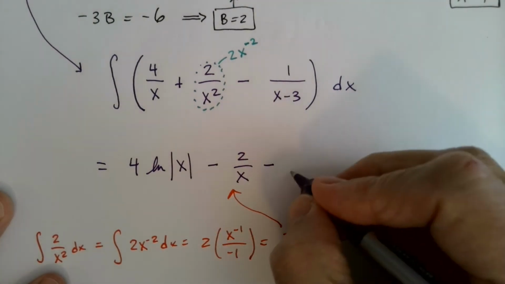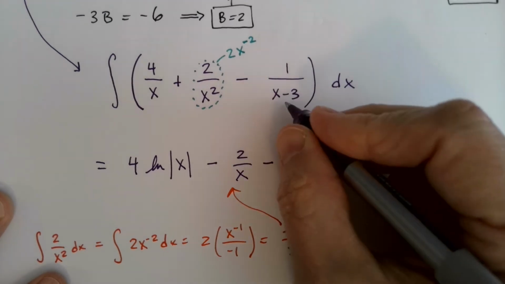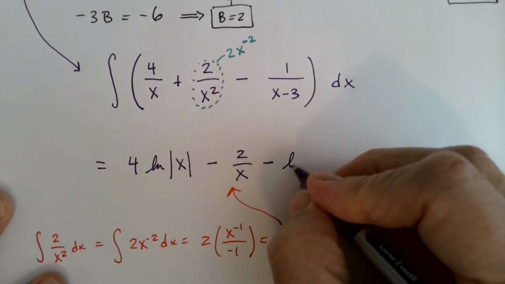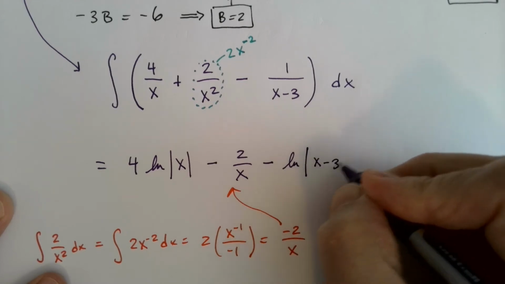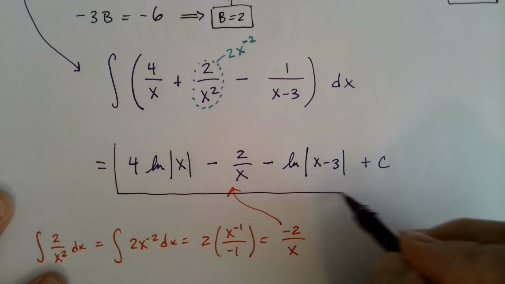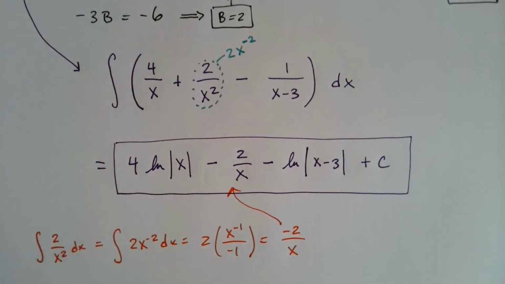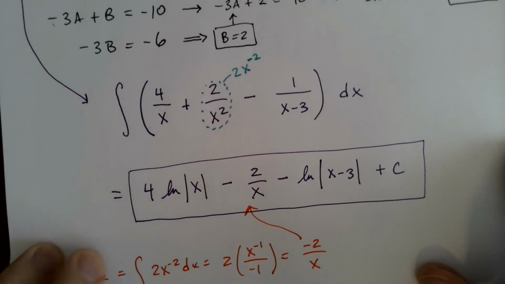Well, now this is logarithm, right? If I let u be x minus 3, du is dx, I get 1 over u. So the antiderivative is natural log absolute value of u, which is x minus 3. And there's our antiderivative. Okay.